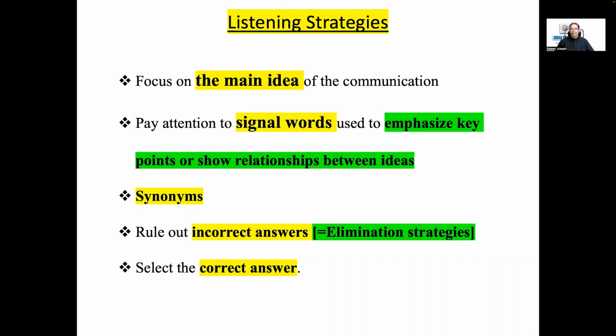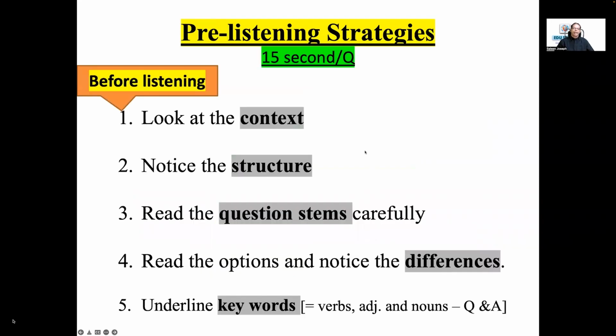As you know, I have explained earlier about the topic sentence keyword, which will help you understand the main idea at the very beginning of the conversation. Pay attention to signal words used to emphasize key points or show relationships between ideas. Keywords, like I said, the contrast words, relationship words, comparison words, all those things. Synonyms, rule out incorrect answers, elimination strategies, select the correct answer.